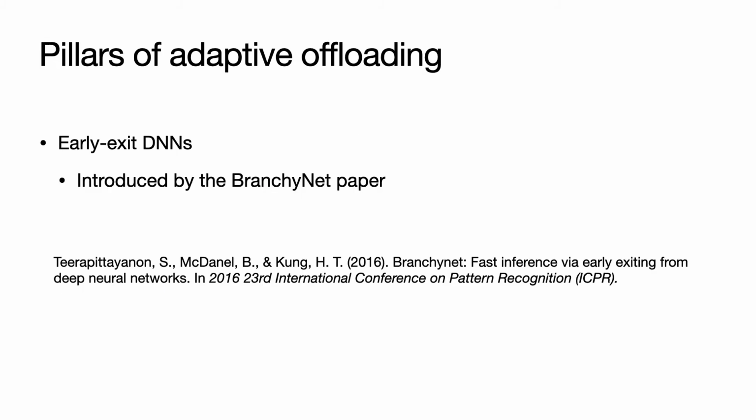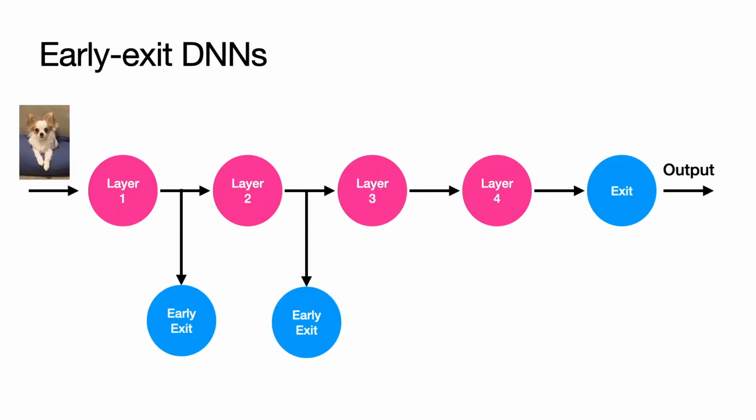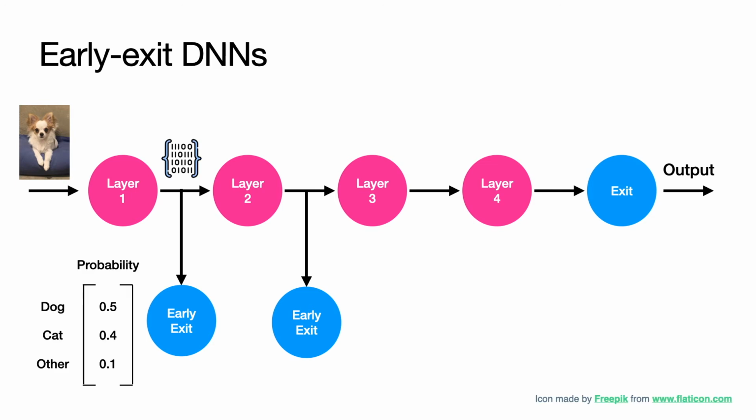To perform adaptive offloading, we need to employ early exit neural networks. Let's see an example of image classification. Note that we have early exits after some layers. Let's see how it works. The neural network receives the image. When the data arrives on an early exit, it calculates a probability vector and checks the confidence. The confidence is the highest probability value in this vector. A low probability means that we do not trust the classification result.